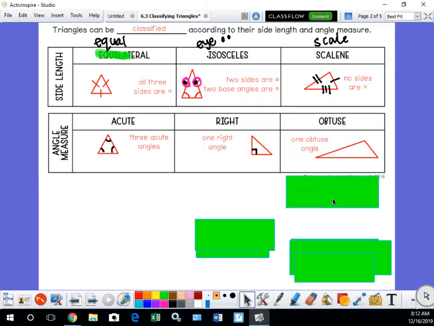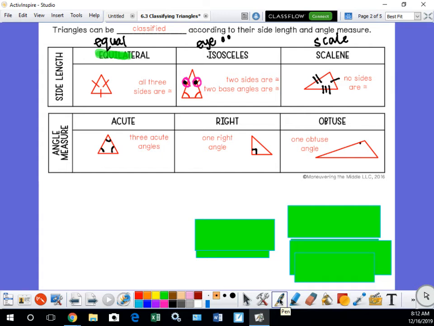And then obtuse is easy given the name. It has 1 obtuse angle. So this angle is more than 90. The other 2 angles will be acute, but if it has 1 obtuse angle, it's called an obtuse triangle.